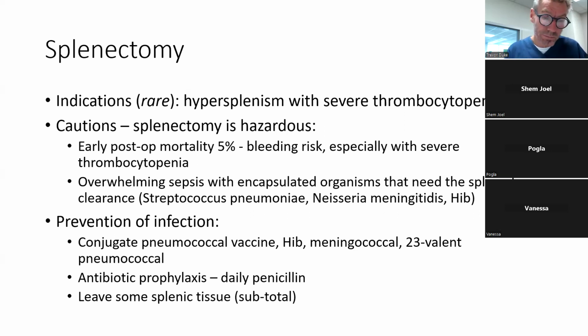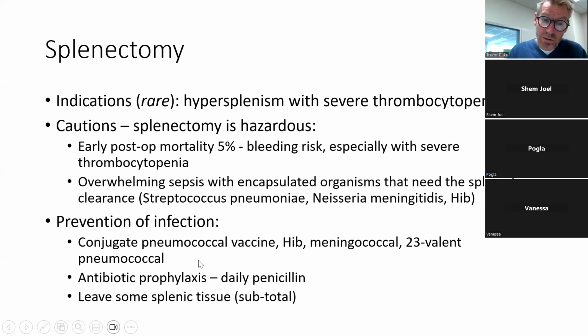Those three bacteria are very likely to cause infection in a child who's had a splenectomy or has asplenia for whatever reason. So if you're contemplating doing a splenectomy on a patient because they've got severe hypersplenism and it's intractable to all treatment, then they need to have the PCV, the conjugate pneumococcal vaccine, the Hib vaccine or pentavalent. They need to be fully immunized against that. There is a vaccine against meningococcus that patients should have if they're having a splenectomy.